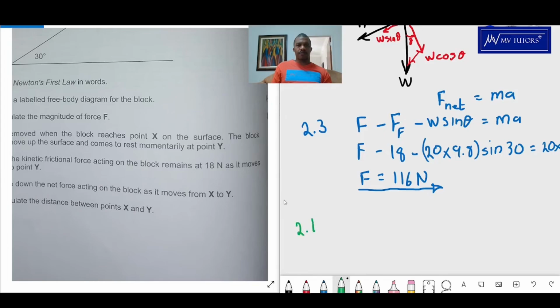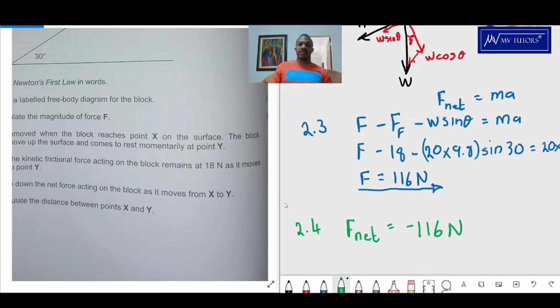This is now 2.4. So like I said, from X to Y it starts decelerating. What does that mean? It was moving up with the force of 116, and then once you remove it, it decelerates. But they want the net force. So the net force is going to move opposite to this force. Because you've removed it, what you're left with is still 116, but it's going on the negative side. So your F net is still 116, it's just going in the opposite direction now.